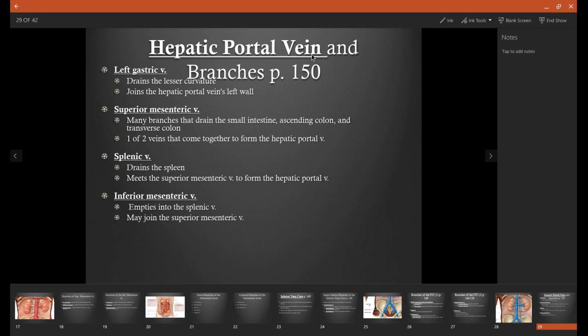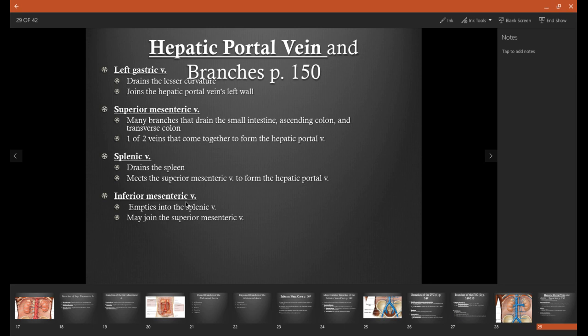And the hepatic portal vein is going to be the big vein that leads directly into the liver, but it's actually formed by a few structures here. Superior mesenteric vein, which will drain the same structures that the arteries took the blood to, that will drain straight into the hepatic portal vein. Splenic vein coming from the spleen is also going to meet up with superior mesenteric vein, and they're going to form that portal vein.